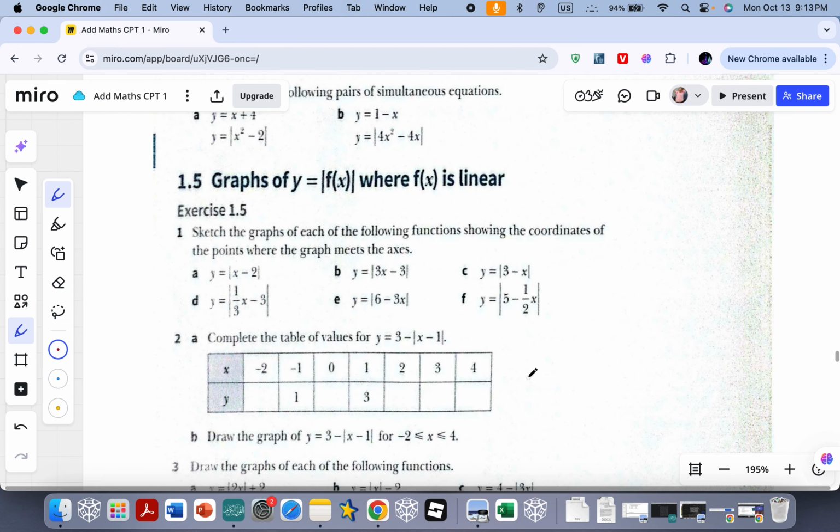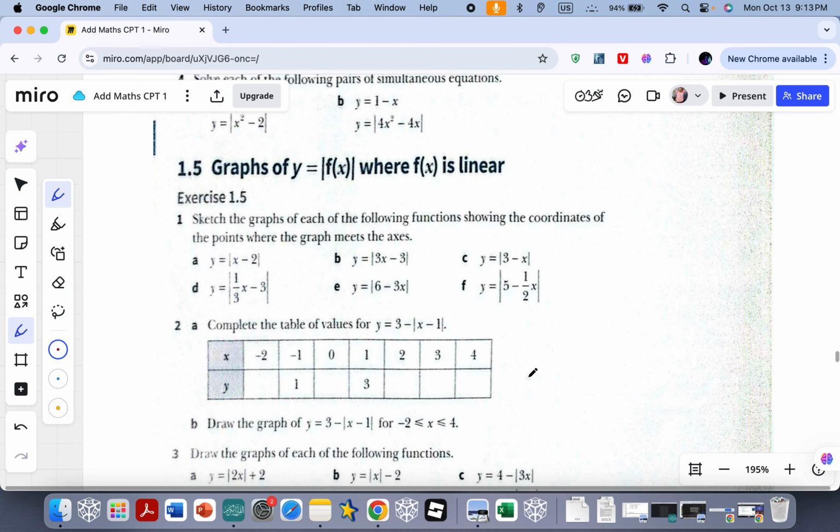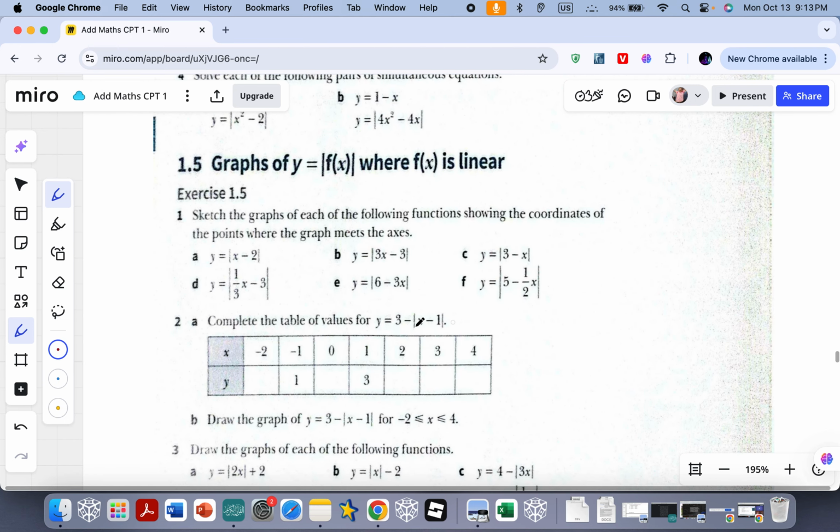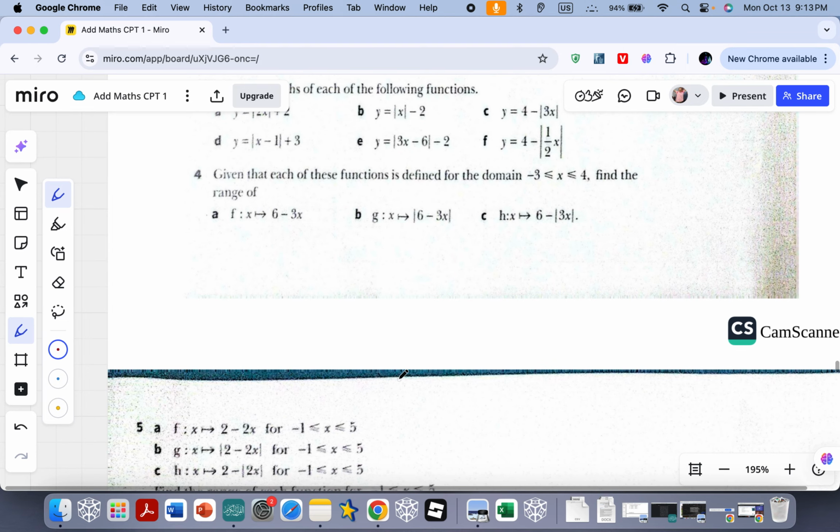Okay, for this one, I think we just plot the graph. They give you the equation for y, and you find the corresponding values of y after you've chosen your domain. This is your domain, negative 2 to 4. Find the corresponding values of y, and then you plot the graph. So this is very easy. Find the values of y and plot the graph.